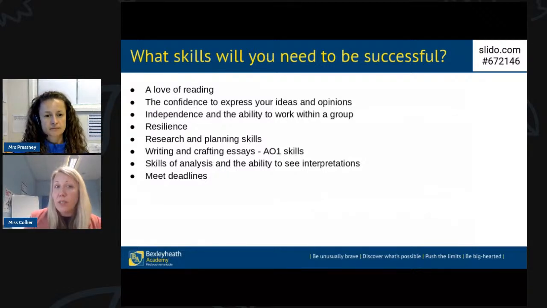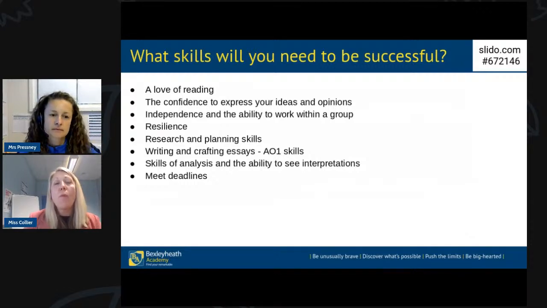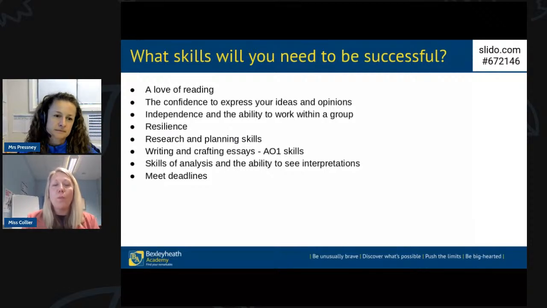You'll be reading those across the summer between year 12 and 13. You have to have the ability to communicate and the ability to confidently express your ideas. Now, you don't have to be the most confident, the loudest person, but you have to have the confidence in your own opinion to be able to express your ideas in a group or as a class.